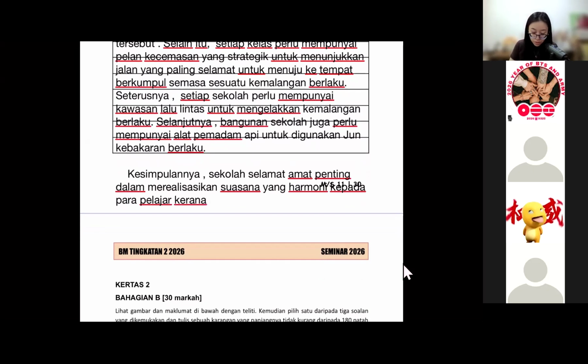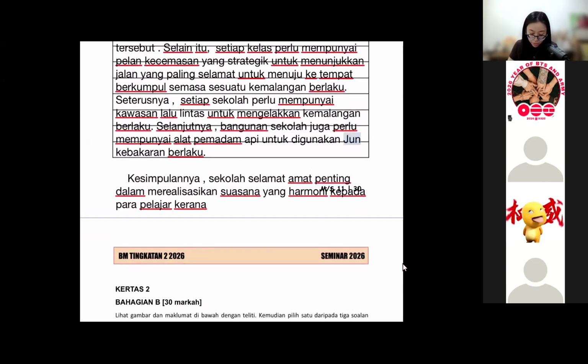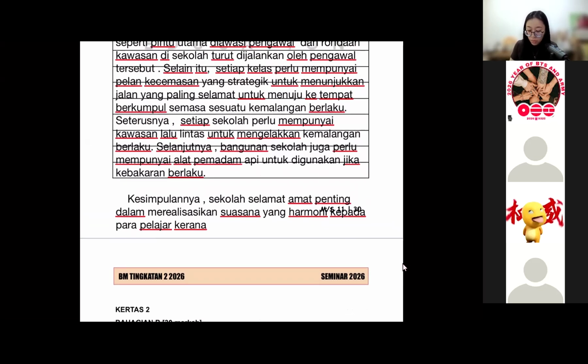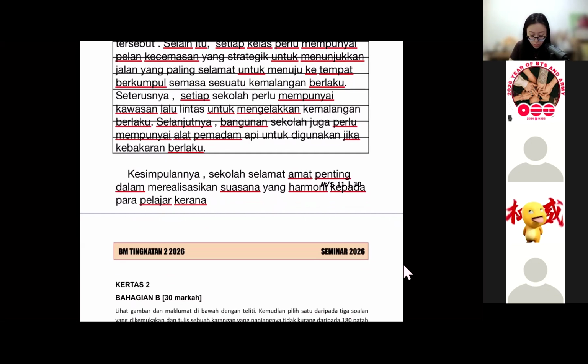Kerana, you can explain, kerana digunakan semasa or jika kebakaran, sorry. If you see I typed wrong, tell me, okay? Okay, kesimpulannya, sekolah selamat amat penting, is very important, dalam merealisasikan, to make it happen. That's a harmonious situation towards the teachers and students. If you don't want to use students, you can say warga sekolah, which includes the students and also the teachers. If you don't want to use para pelajar, you can use kepada warga sekolah, including the teachers, all this lah.